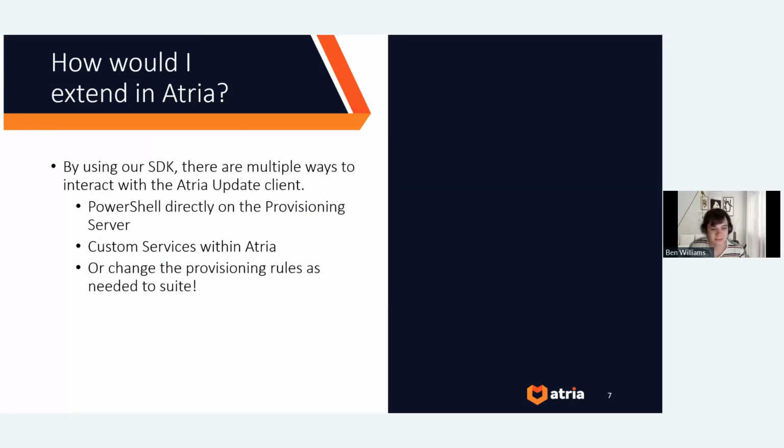There's endless possibilities of what you need to do on many servers, and you can run that from here. You could create a custom service within Atria. As usual, you can create your custom service and have provisioning logic to be able to run the Atria Update Client. That's just initiating PowerShell and running the same commands. Or you can change the provisioning rules as needed to suit.